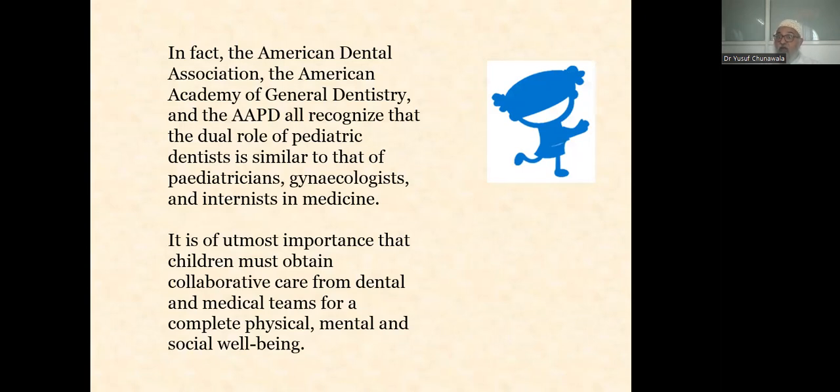Now people are aware. In these past 8-10 years, past 20 years, people have started asking, do you have a child specialist? And they come to our practices. Okay, and it is of utmost importance that children obtain collaborative care from the dental and medical team both for a complete physical, mental, and social well-being. So the pediatric dentist is now considered part of the team of the pediatricians and gynecologists. The role of the pediatric dentist has suddenly gained importance and momentum.